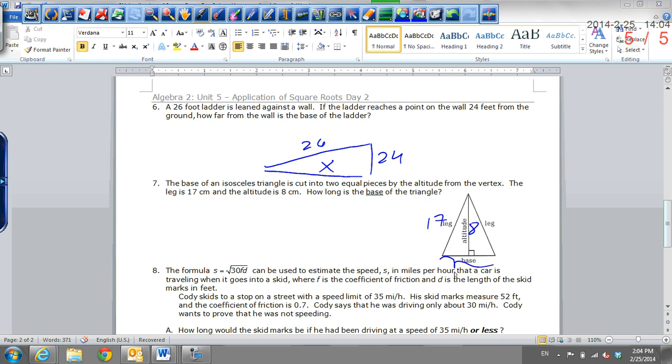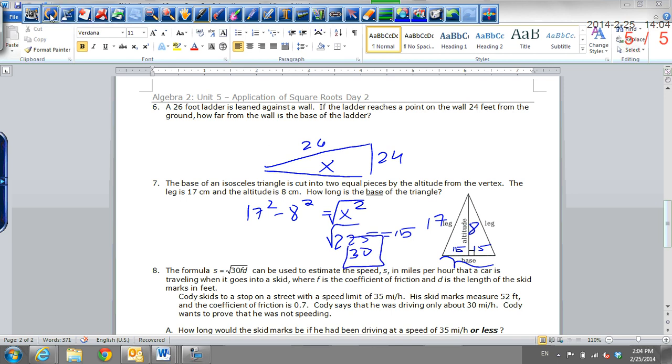So whatever I get, I'm going to end up multiplying by 2. So I have 17 squared minus 8 squared. That equals this guy squared. So then I want to take the square root of that, whatever that number is. I think it's 225. So I take the square root of 225. That gives me 15. But 15 is not my answer because this is 15 and that's 15. So that means my total answer is 30.